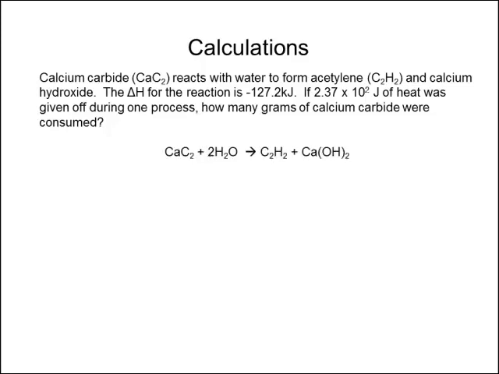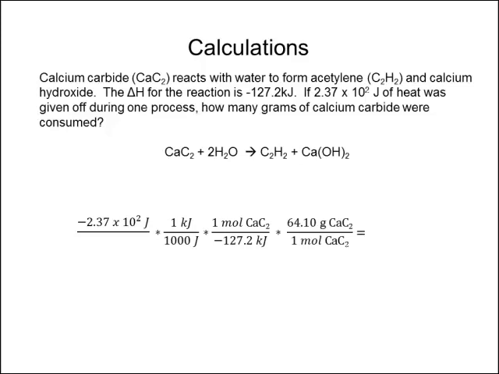Well, I need to first get my balanced equation. Okay, I'm already given the delta H for the reaction. So now, I'm starting with heat. I know heat was given off, so that's exothermic, so my sign would be a negative. Now note, that's in joules, so I need to get it to kilojoules. Once it's in kilojoules, I know that I have a negative 127.2 kilojoules for every 1 mole of calcium carbide that reacts. And then I can convert my moles of calcium carbide to grams of calcium carbide. So if I get that much heat produced, I'd consume 0.119 grams of calcium carbide.